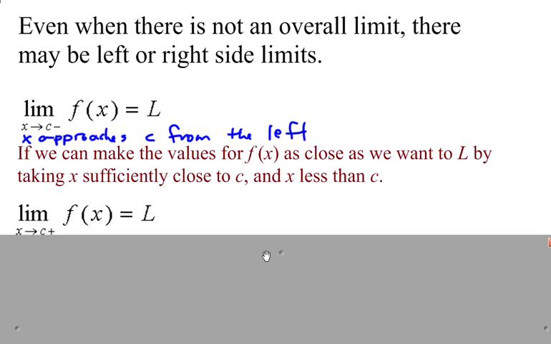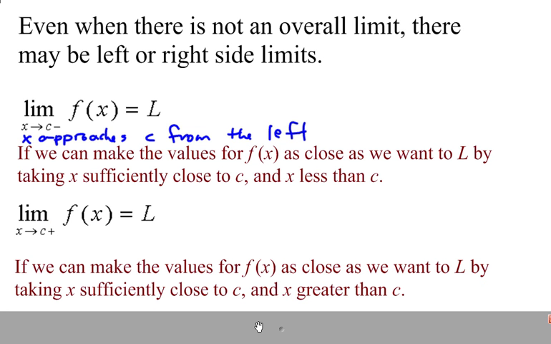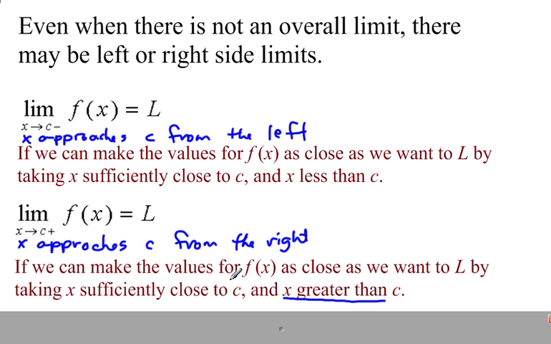Now, if we can come in from the left, we can also come in from the right. So that's our next one here. We can say that x approaches c from the right. And again, in this statement, we're saying that we're picking x values greater than c, and if we pick close enough to c, we're going to find the values that get close to L.